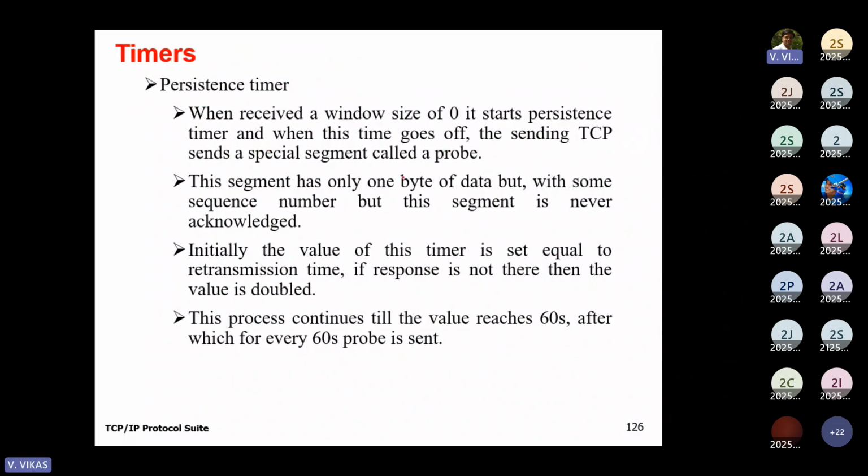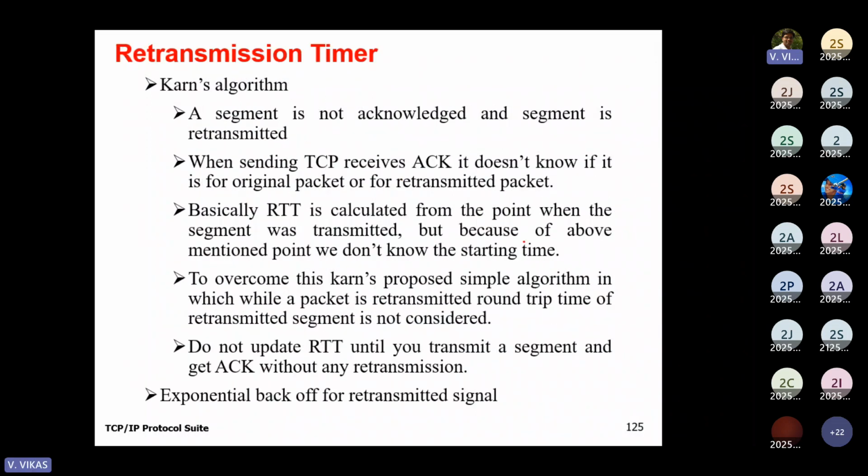we have some algorithm with respect to the retransmission timer, on how we can update it rather than doubling the value, what procedure we can follow. We have some rules. We have something called Karn's algorithm, in which whenever a segment is not acknowledged, we are going to retransmit. That we have already discussed. When the sending TCP receives an acknowledgement, it doesn't know if it is for the original packet or for the retransmitted packet.